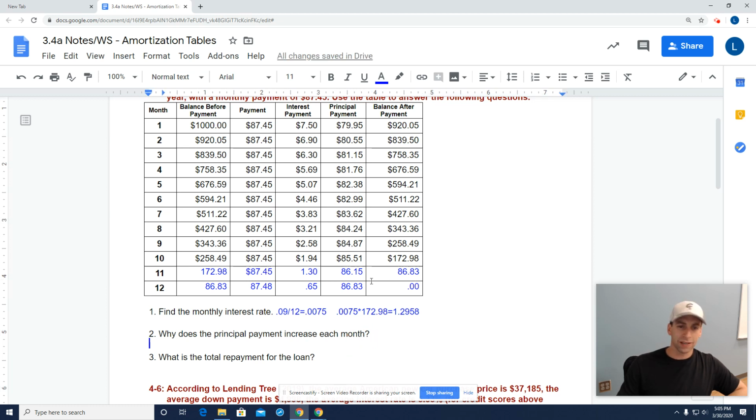I don't care about that. You don't have to go back and even fix that. I don't care about 3 cents. That was just rounding error. Main thing I want you to understand is how to work an amortization table.